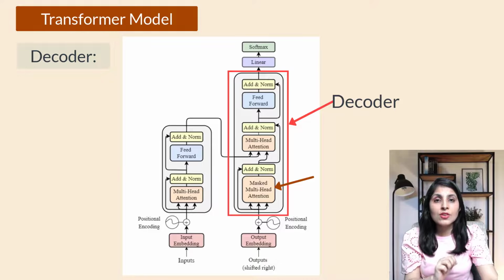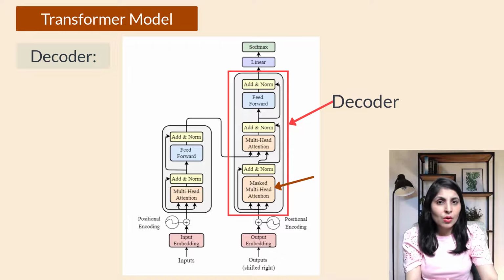This masking is essential because during training or inference, decoder generates the output sequence one word at a time and should not have knowledge of the words that have not been generated yet. Okay, so by attending only to the preceding words, the decoder can focus on the available context and make accurate predictions based on the information it has at each step. All right, so this is the basic idea of decoder.